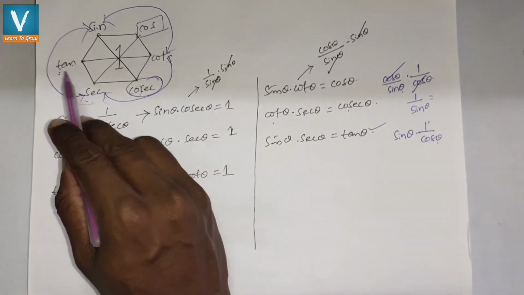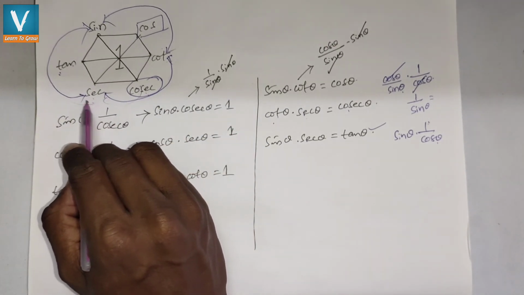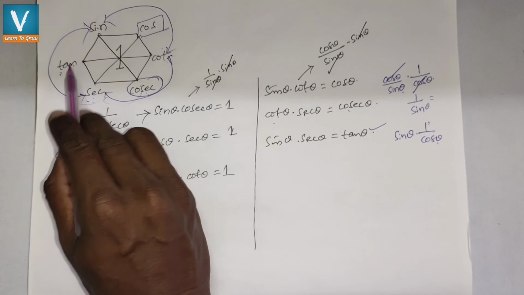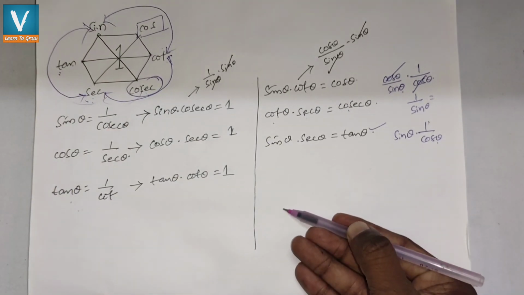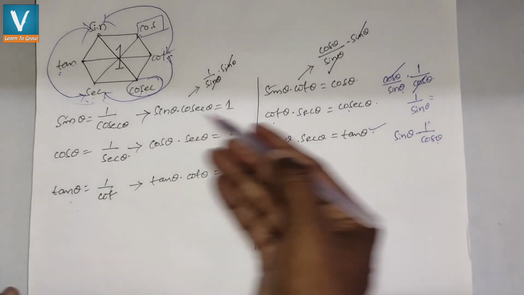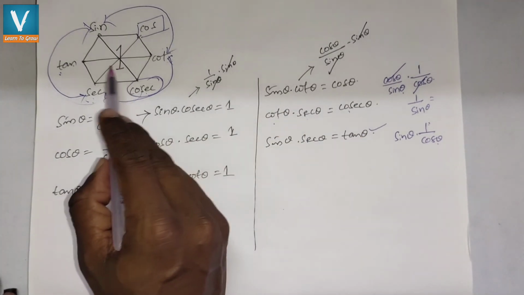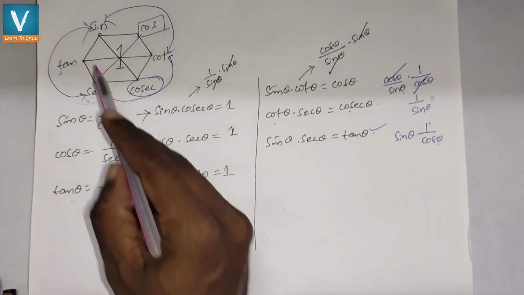If you do cosec into tan, what's the answer? Sec. Sec into sine, what will you get here? Tan. Already we got sine into cot. So the rest of the three you can do on your own. Yes. So these are the other formulas which we derived from the hexagon.